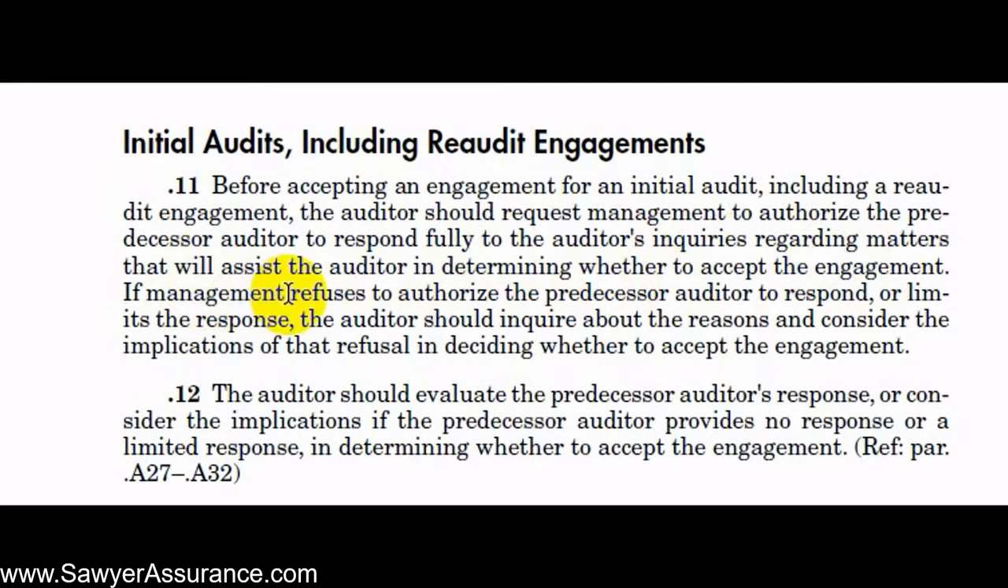And so if management refuses to let us discuss things with the predecessor auditor, we should consider that refusal in deciding whether we should accept the engagement. And once we've held the discussion with the predecessor auditor, we should evaluate his responses and consider the implications in determining whether we should accept the engagement or not. And so there's some more explanatory material regarding this topic, so let's go down to sections A27 through 32.